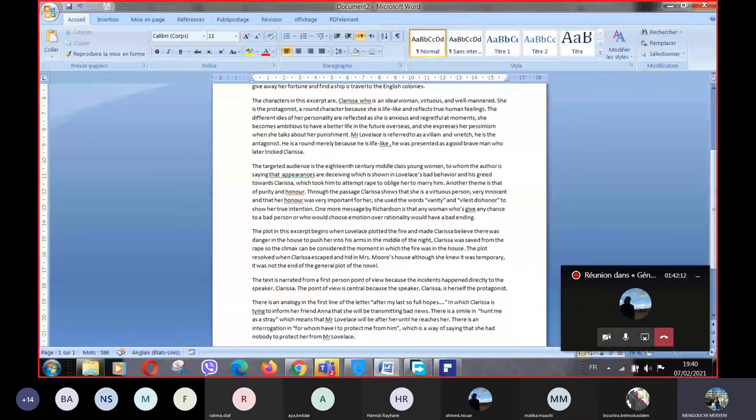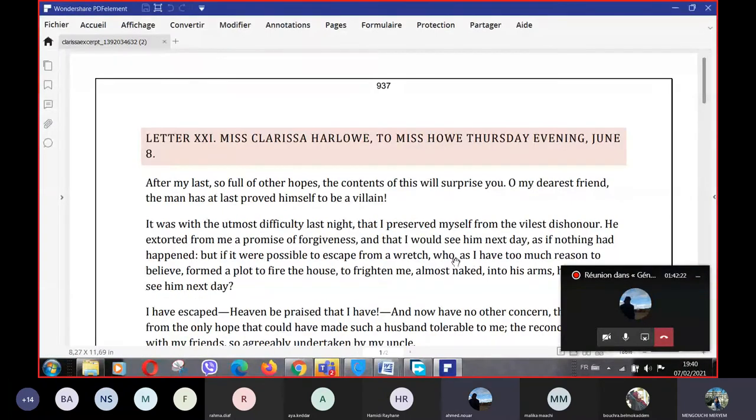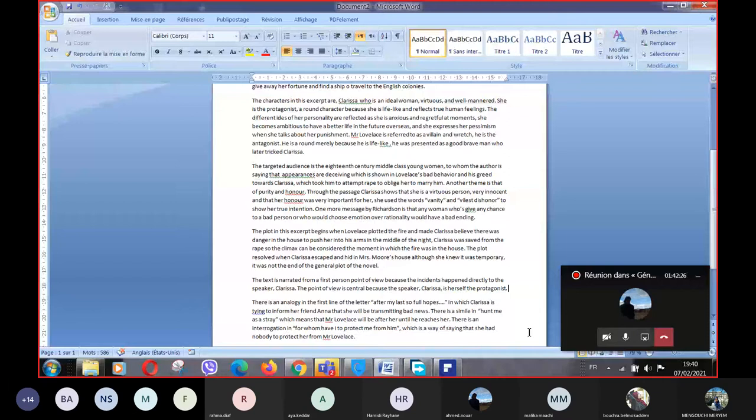We do have a time setting in the beginning of the letter. What do they refer to? June the 8th, Thursday evening, June the 8th. What is that? Your time. Yes, Clarissa was writing the letter. Very good. Okay, do not confuse. Always be sure that you know what the time refers to, because when we are discussing this excerpt, a lot of students think it's the time in which the rape happened, but it's not a reference to the rape. Actually, it is the time in which Clarissa wrote the letter that was after the rape. Okay.